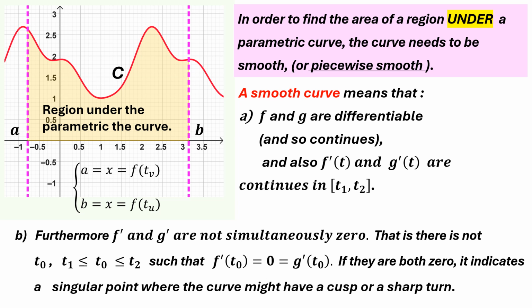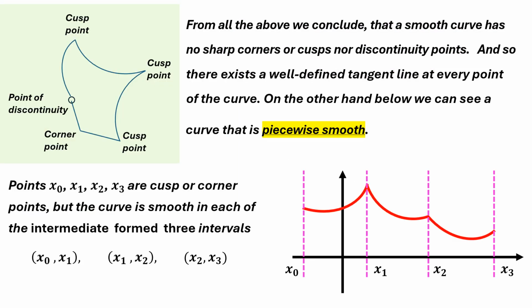In the given figure you can see the region under the parametric curve. Of course you have to assume that f(tv) = a, and f(tu) = b, for some tv and tu in the closed interval [t1, t2]. From all the above we conclude that a smooth curve has no sharp corners or cusps nor discontinuity points, and so there exists a well-defined tangent line at every point of the curve.